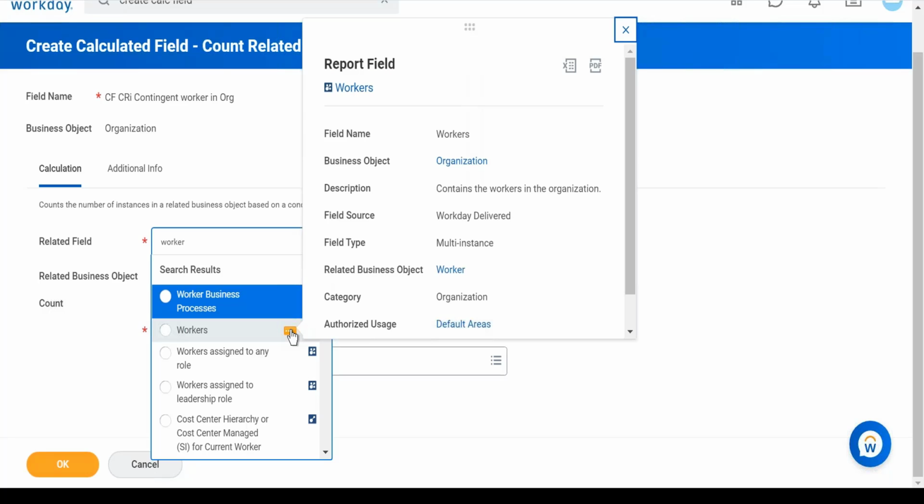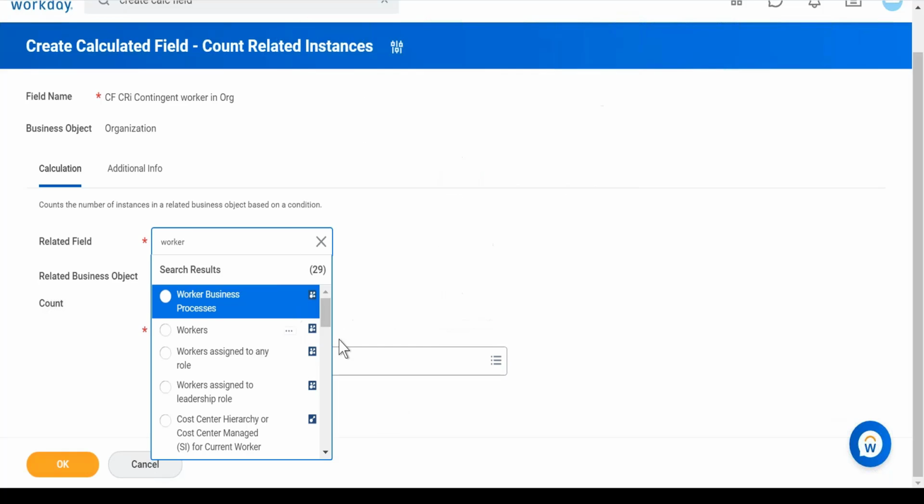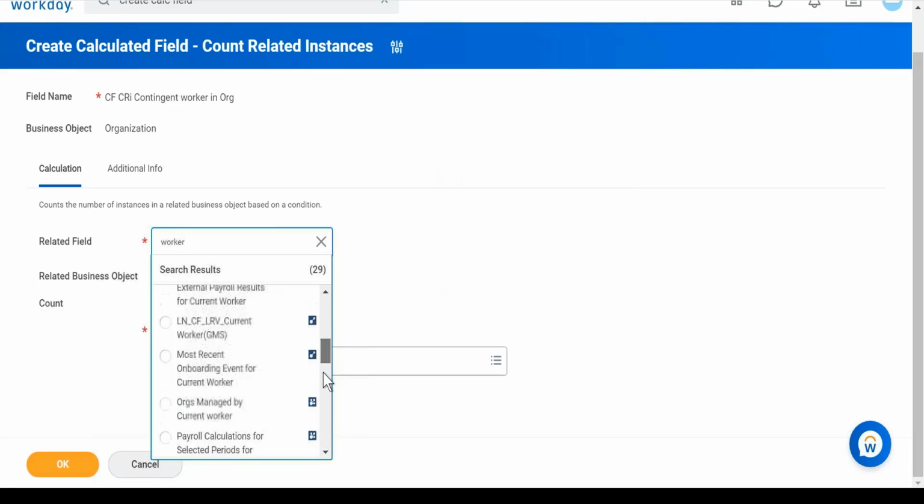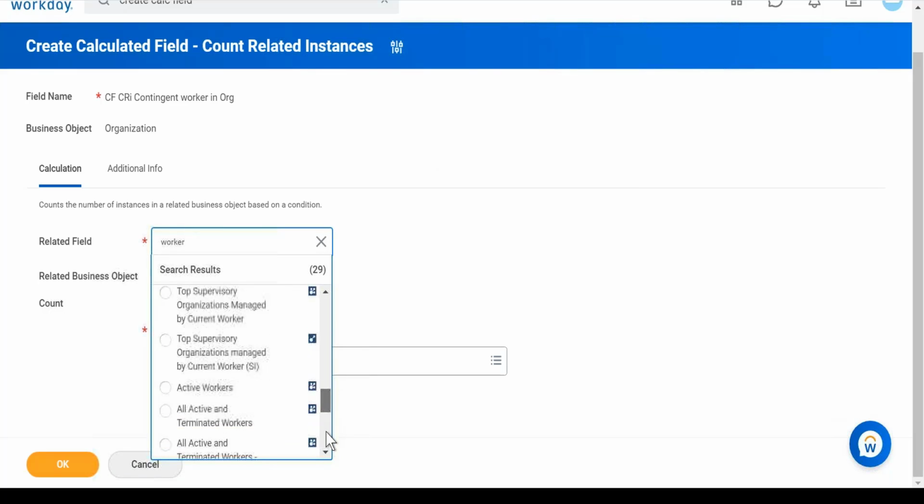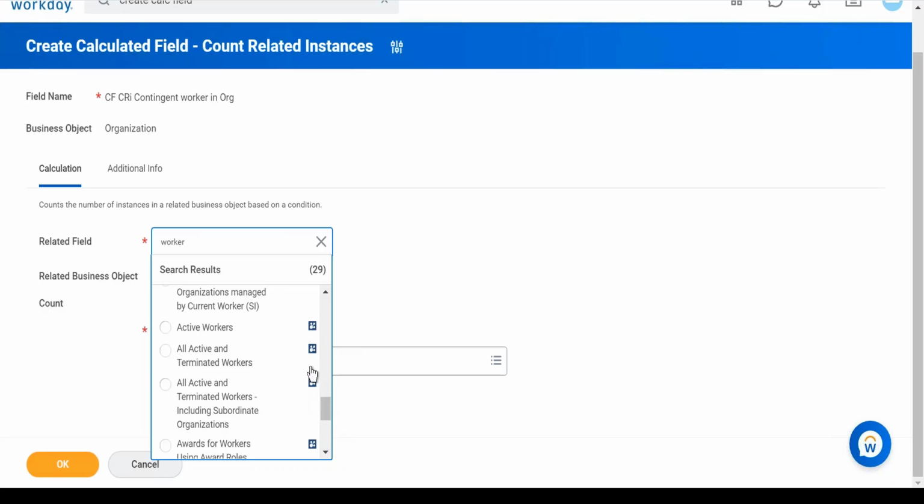Whatever you're calculating should become the related field. And if you look at the description, it says it contains the workers in the organization. So yes, this is what I'm trying to calculate here. Now again, please remember: whatever you're calculating will become your related field.